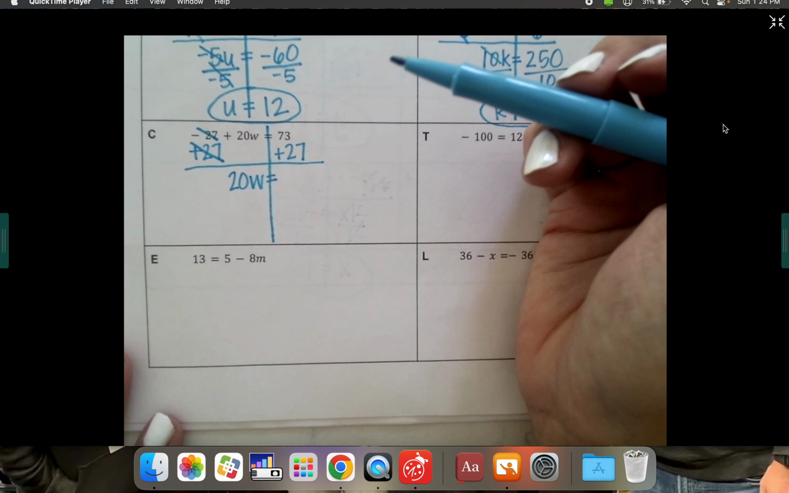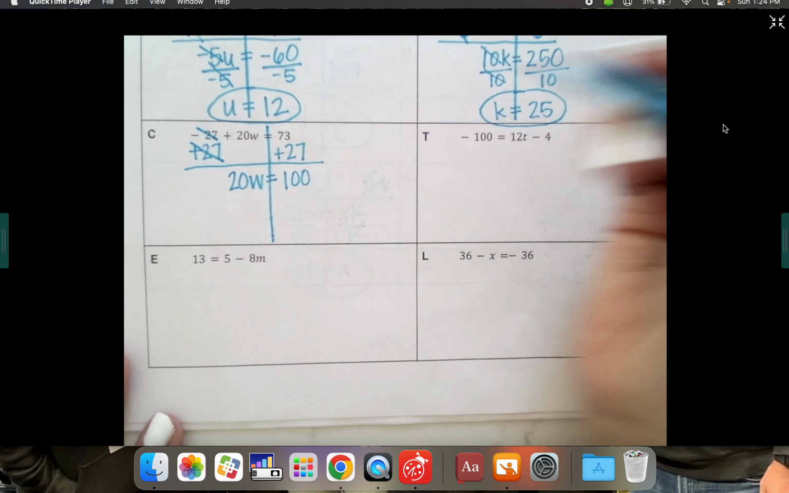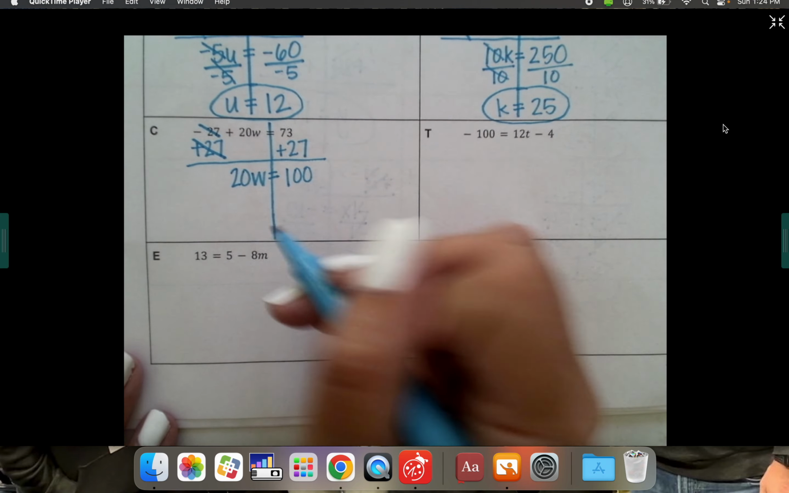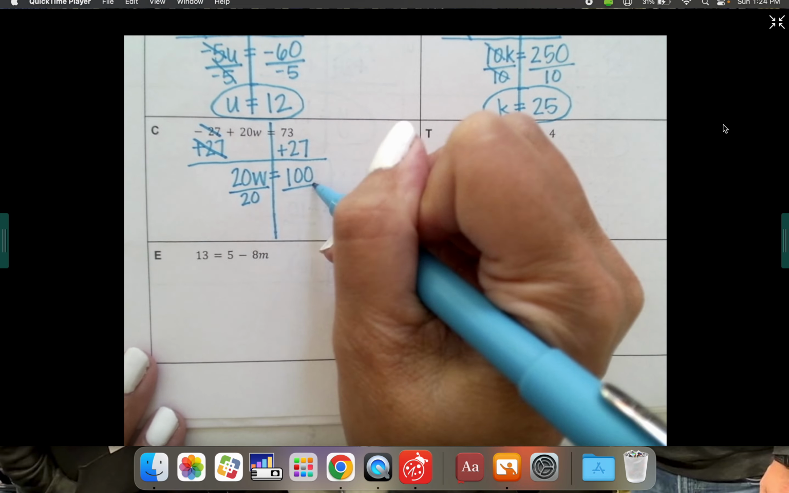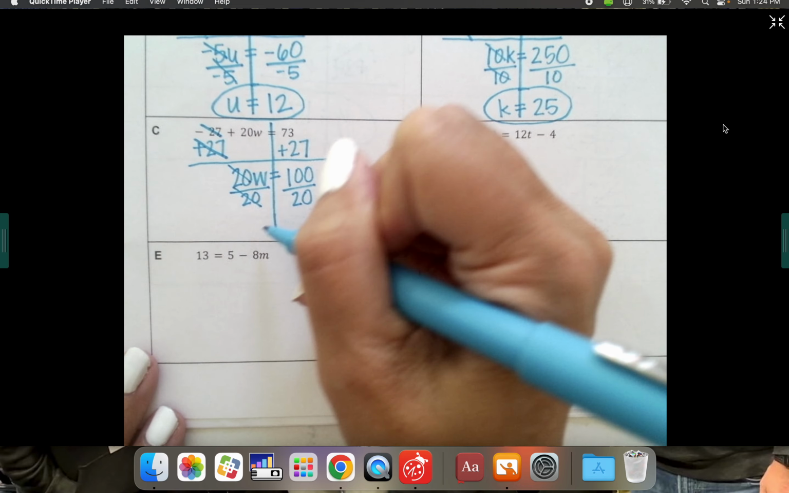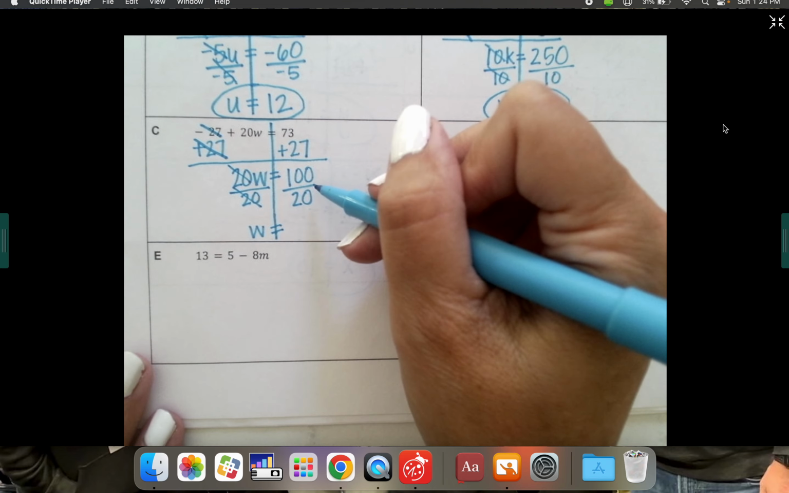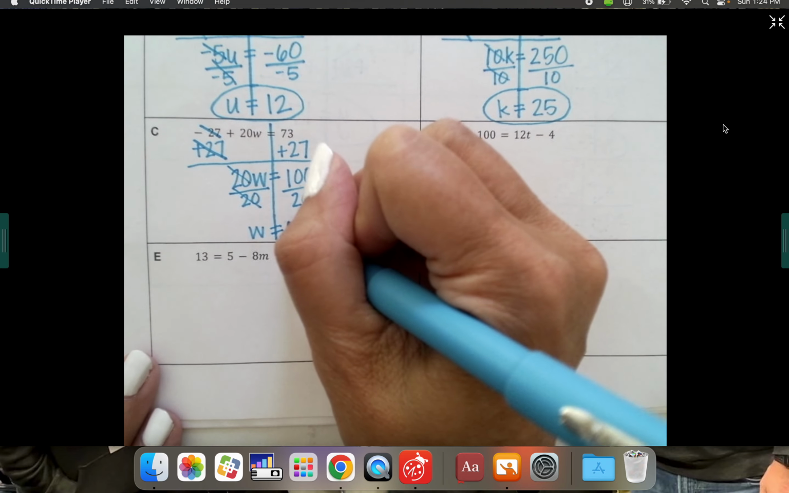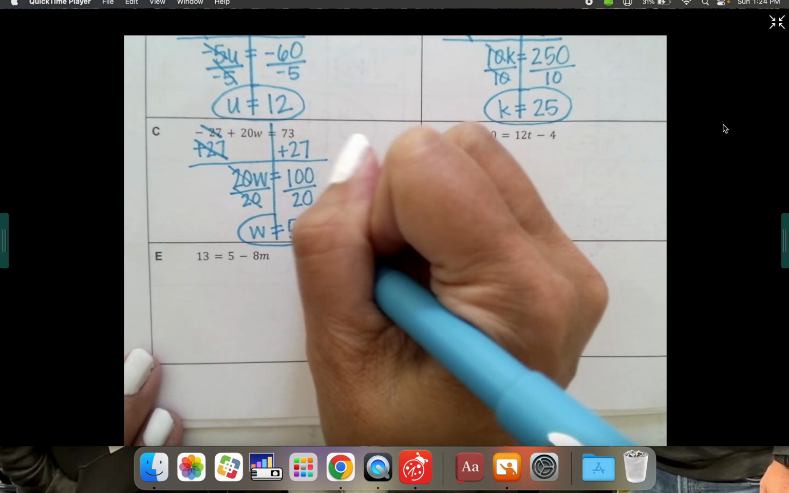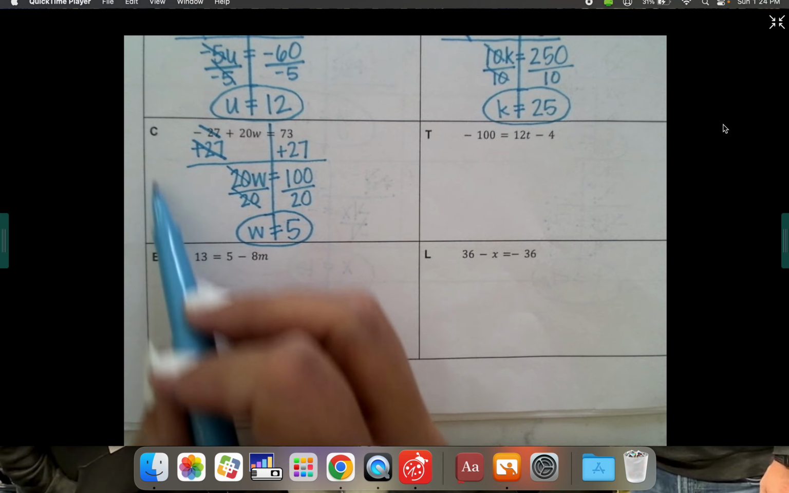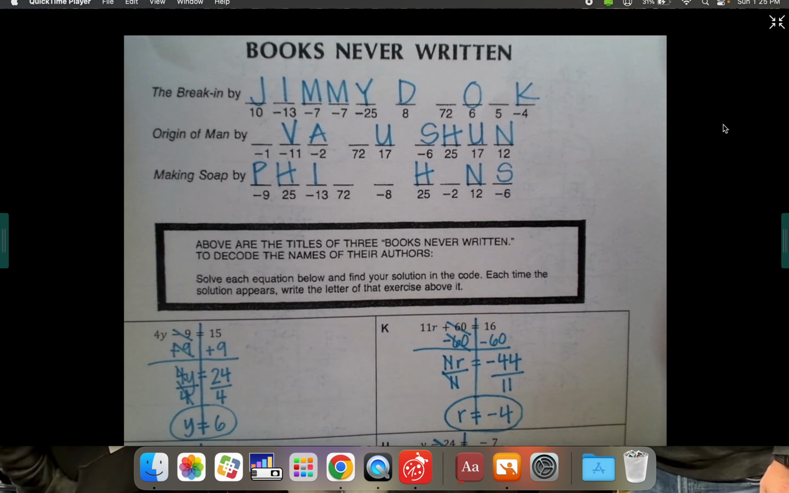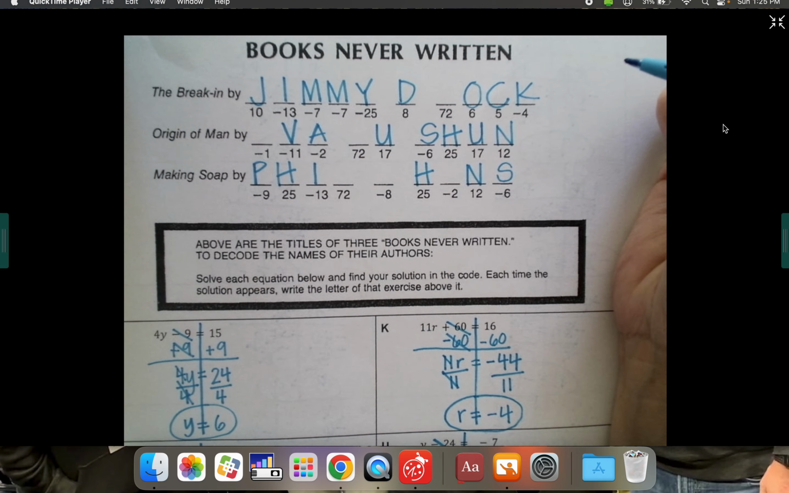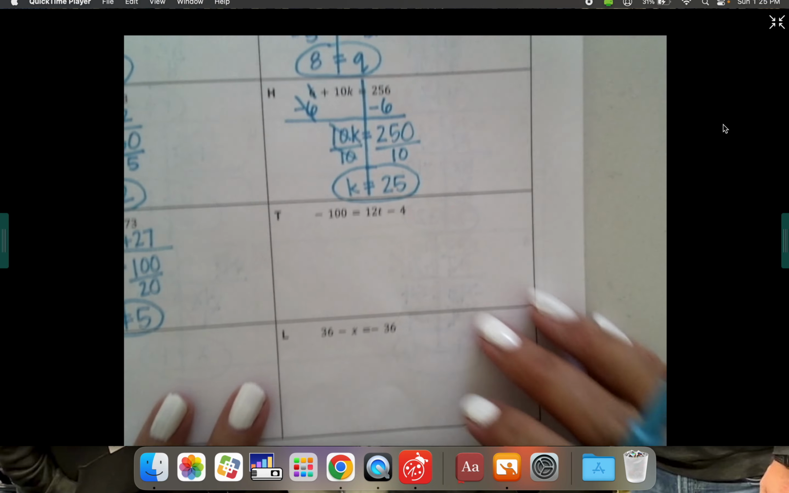73 plus 27, I think that is 100. Double check on your calculator if I'm messing up here. And then W is being multiplied by 20, so we are going to divide by 20 on both sides. Cancel, cancel. 100 divided by 20, I think is 5. All right, so let's go look for the 5s and make them C's. 5 is C. That's it.